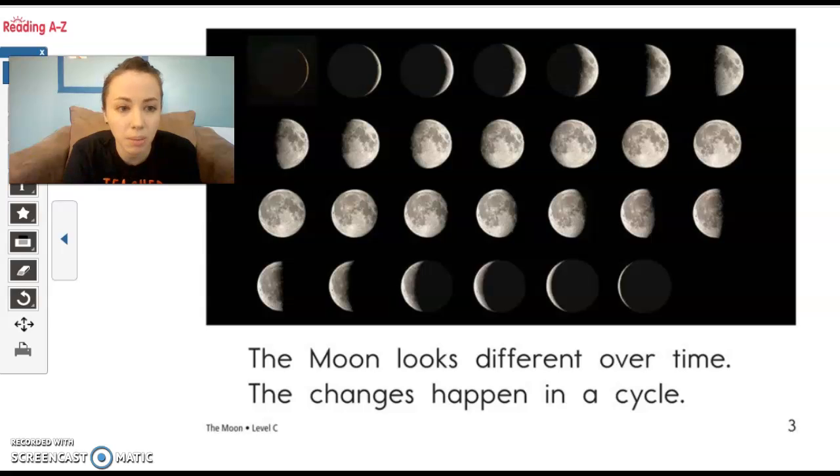It starts on page 3, and it has this picture of all the different moon phases. Let's go ahead and read this story together. It says, the moon looks different over time. The changes happen in a cycle. What is a cycle? We've learned about it in different science things like the life cycle and the water cycle. It means something that's repeated over and over and over again. It goes through all the different stages over and over again.